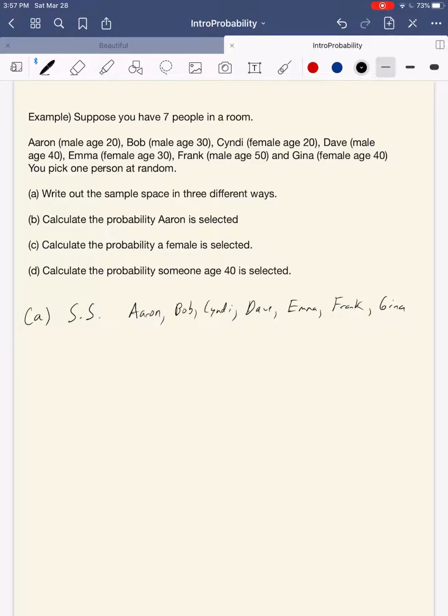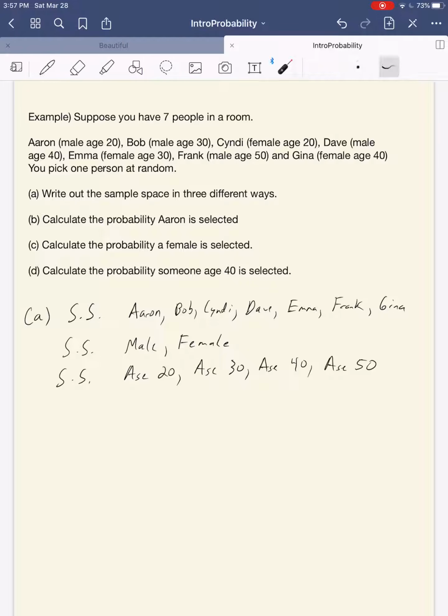Notice we could also say that the sample space is that there's really only 2 outcomes. You either get a male or a female, right? When you choose somebody from this room, you either end up with a male or a female. We can also say that you get somebody who's age 20, age 30, age 40, or age 50. Now, the reason I'm showing you that all of these are valid ways of thinking about the sample space is that these 2, however, have a limitation.